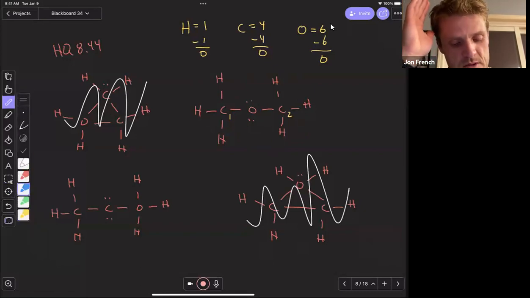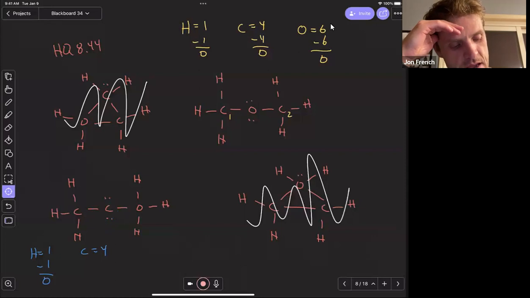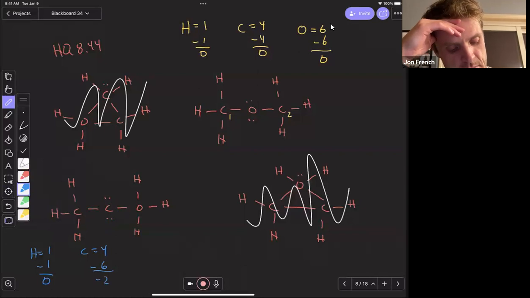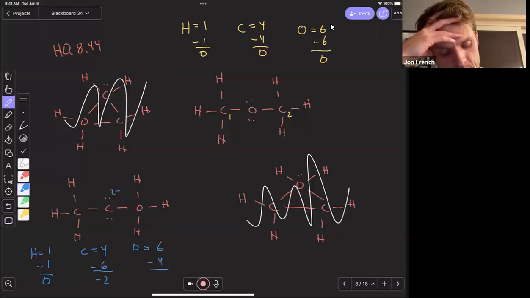But let's just check the last one to make sure. Right, hydrogen is group 1. It's got 1 electron assigned to it, so that's neutral. Carbon is group 4. However, this carbon has 1, 2, 3, 4, 5, 6 electrons assigned to it. So 4 minus 6, right? Minus 2 charge there. And for my oxygen, oxygen is group 6, and we count 1 electron for each bond. So 1, 2, 3, 4 electrons there. Right, this oxygen would be plus 2.